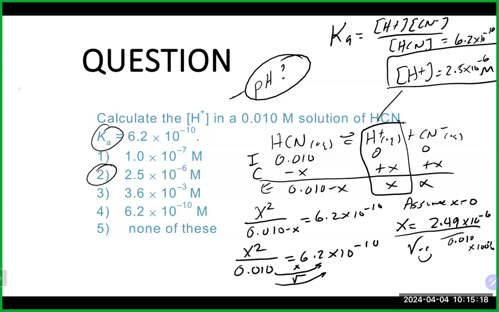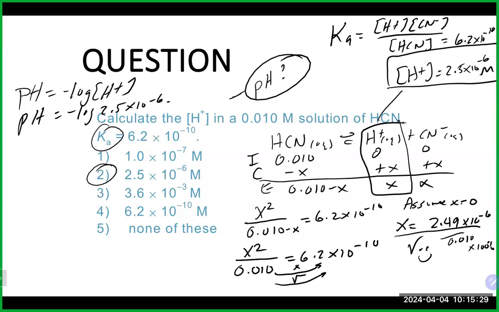And obviously, now that we have that H plus, we can go into our pH equation and solve for the pH. In this case, this will give us a pH of 5.60. Any questions on this calculation, our weak acid calculation?